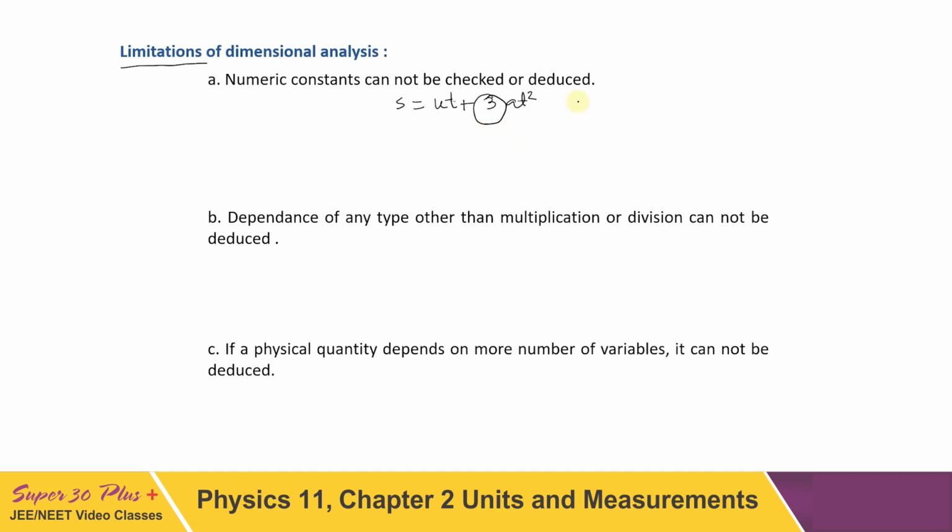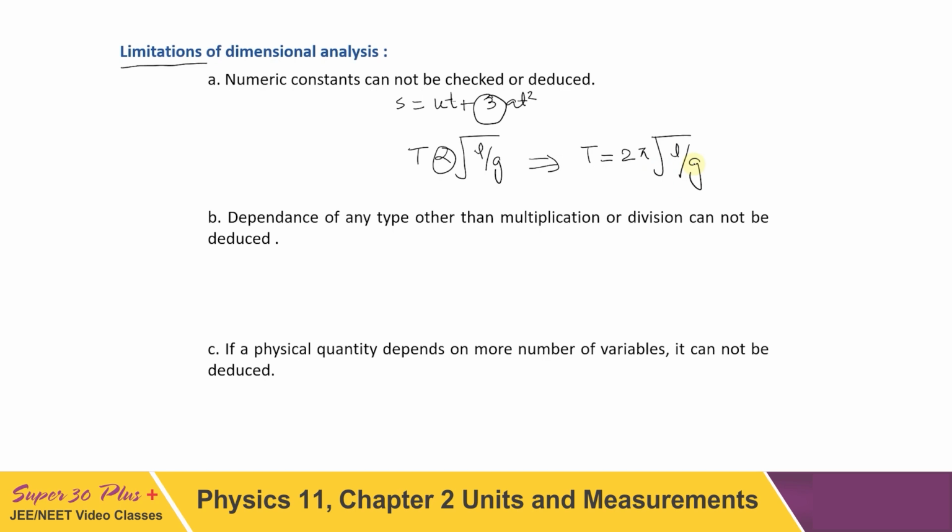Even we cannot deduce the exact value of numeric constant, as we had taken in earlier example and got time period of simple pendulum. So T was proportional to root of L by g, but we cannot say that if this proportionality constant is replaced with equal to sign, what would be the numeric constant involved? That is equal to 2 pi, which cannot be deduced with the help of dimensional analysis. So this is one of the limitation of dimensional analysis.